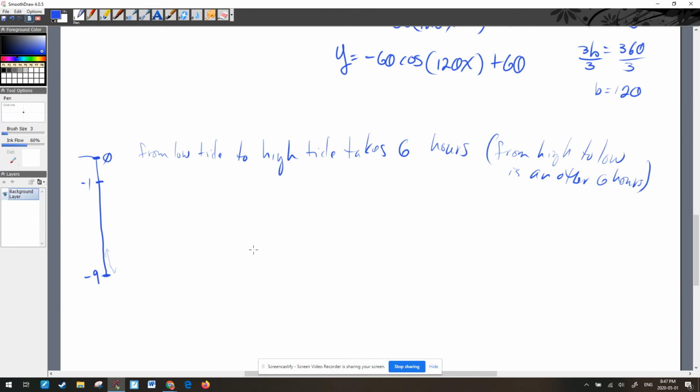Okay. What I'd like you to do is come up with a graph. The graph is going to have the height of the water below ground level versus time for 2 full cycles. I'd like you to graph it. And then I would like you to come up with an equation that models this scenario. Okay, give it a whirl.